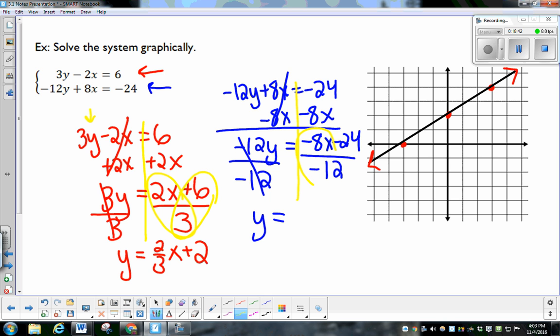We've got negative 8x over negative 12. Well, a negative divided by a negative is positive. And I'm going to go ahead and simplify this. I know that 8 over 12 can be simplified because I can divide them both by 4. So I'm left with 2/3. So this is 2/3 x. And then the other part of my heart, negative 24 over negative 12. Well, negative over negative is positive, and 24 divided by 12 is 2. 12 goes into 24 2 times.